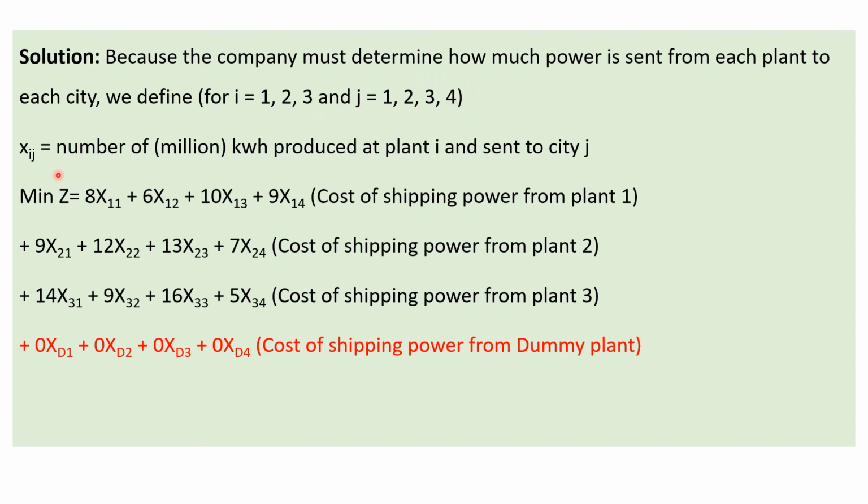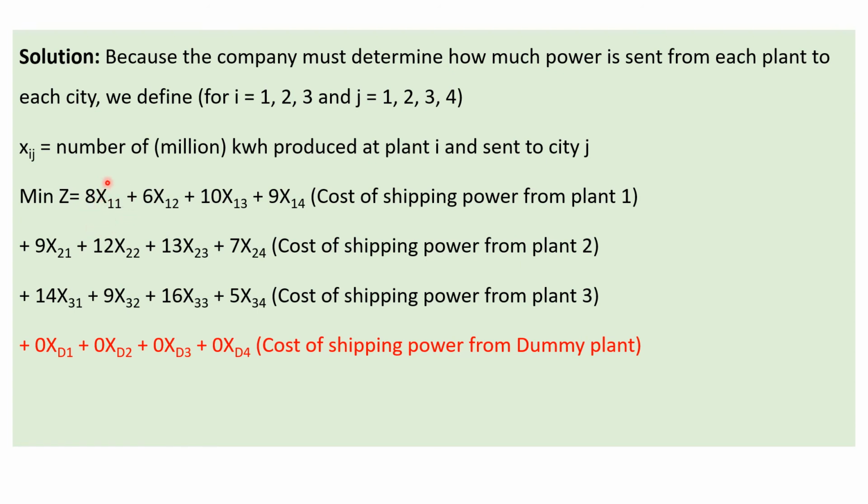So Xij represents the number of million kilowatt hours produced at plant I and sent to city J. Our objective function is to minimize the transportation cost of electricity from the plants to the cities. So c means the per unit cost of transportation multiplied by the amount of electricity transported.